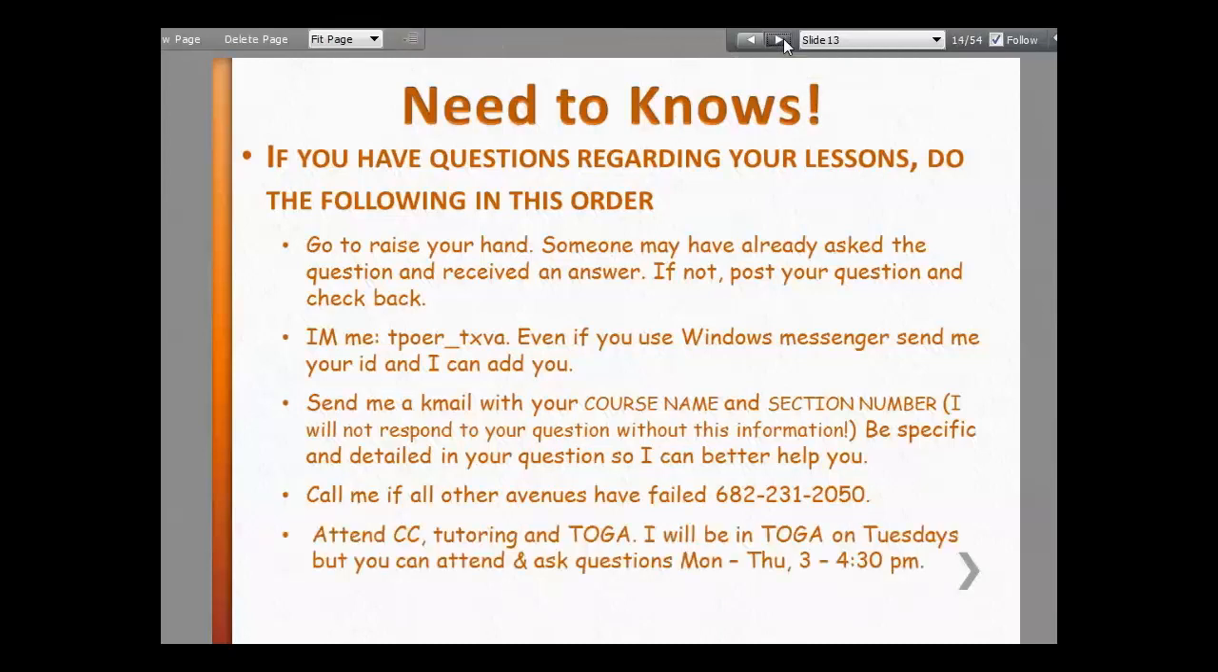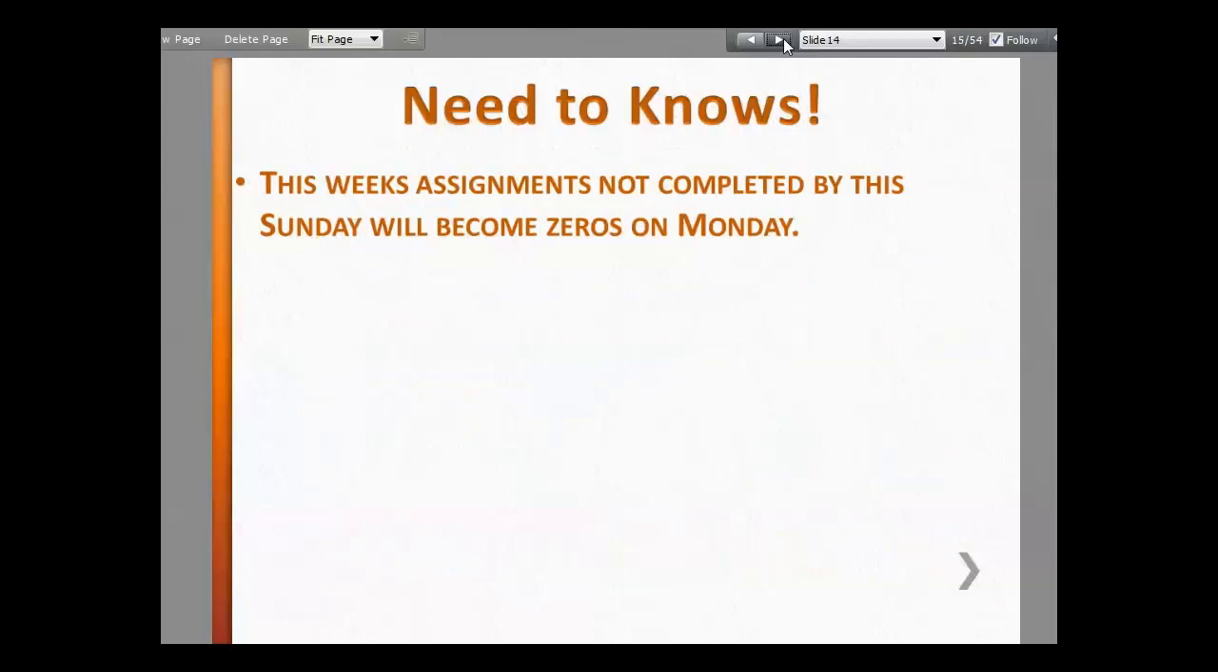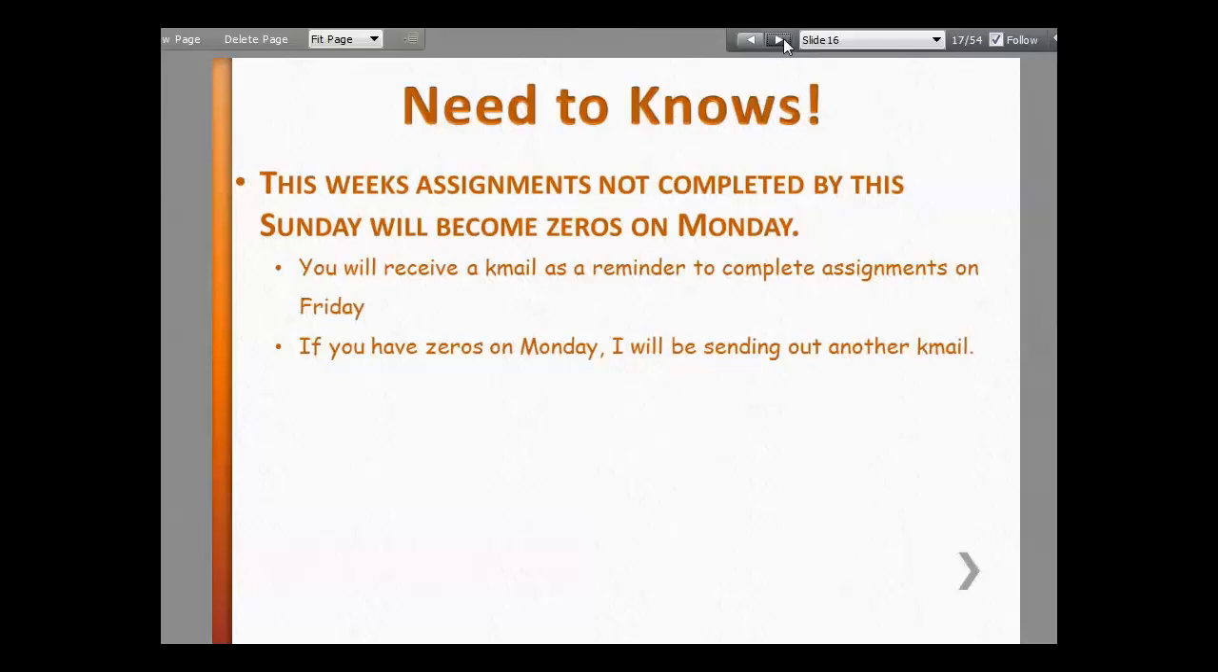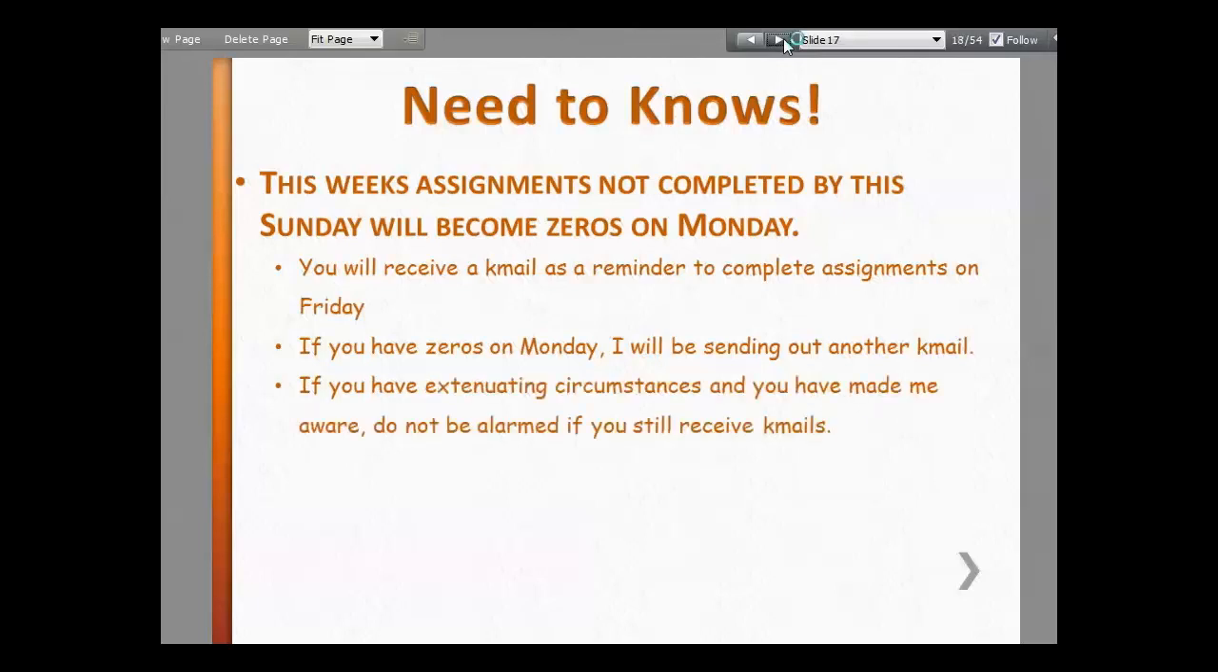And be sure to attend CC and tutoring in Toga just like I mentioned earlier. Now, this week's assignments not completed by this Sunday will become zeros on Monday. On Friday, I'll be sending out a K-mail saying you haven't finished all your assignments for this week. And then on Monday, I'll say you didn't finish all the assignments over the weekend, so now you have a 0. If you have extenuating circumstances and you've made me very aware of them, do not be alarmed if you still receive these K-mails. They're reminders to help you stay on top of your work.